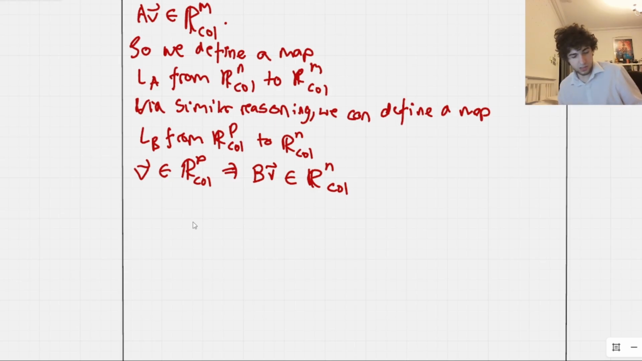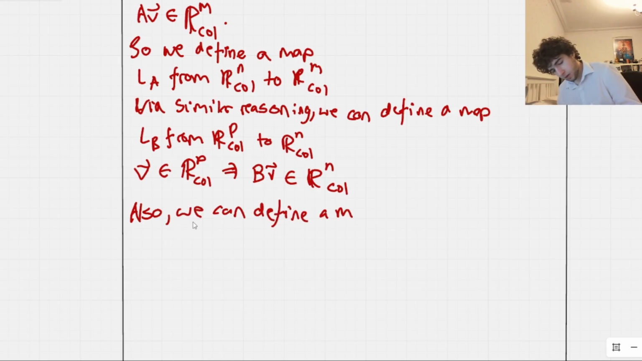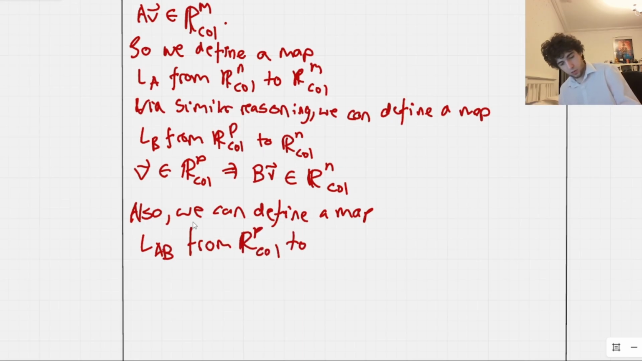What we can do is define a map, LAB, from our R^P col to our R^M col. First of all, A is M by N and B is N by P, right? So AB is going to be M by P, so that's the first thing that you need to know. So AB is M by P.